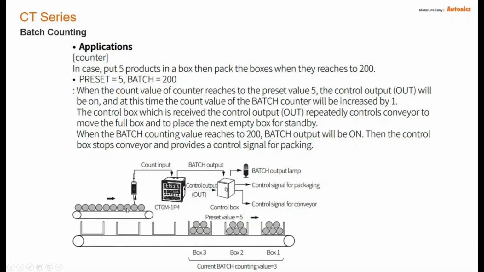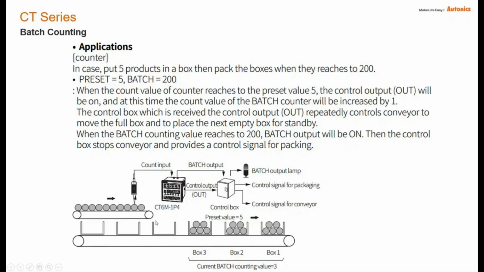So when 5 jobs are counted, it means the box will get full. So there should be an output generated by the counter that will turn on the second conveyor in which boxes are present for a certain period of time, so that a next empty box will come ahead. For that period of time, the first conveyor should be stopped.